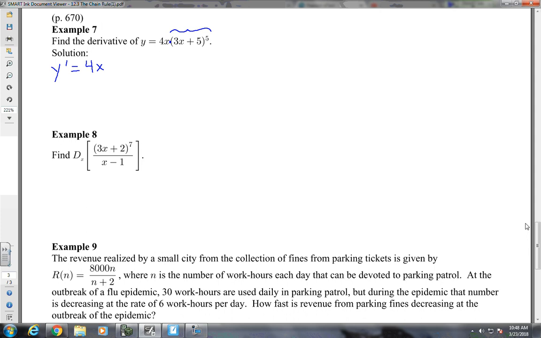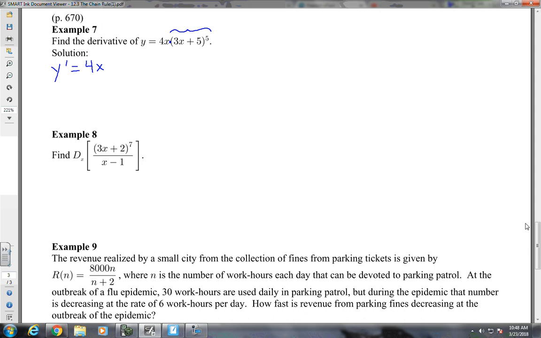Now notice the second function is the composition of two functions. That means one function is plugged into another function. You have a linear function here plugged into a power function. So when we differentiate that second function, we're going to have to apply the chain rule.